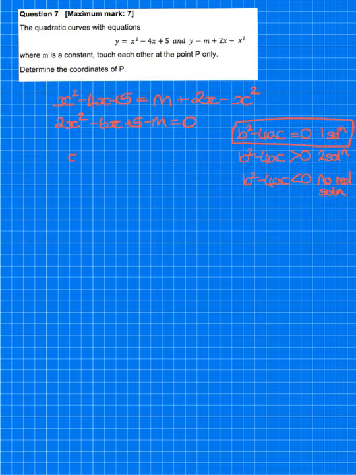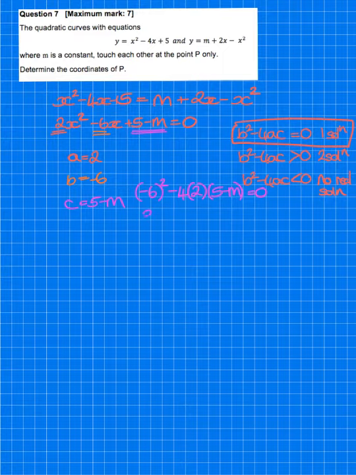Okay, so remember, a in this quadratic is equal to 2. Okay, b is equal to negative 6. And c is equal to the constant, which is equal to 5 minus m. So what we do is we go b squared, minus 6 squared, minus 4, a, which is 2, and c, which is 5 minus m. That's got to equal 0.